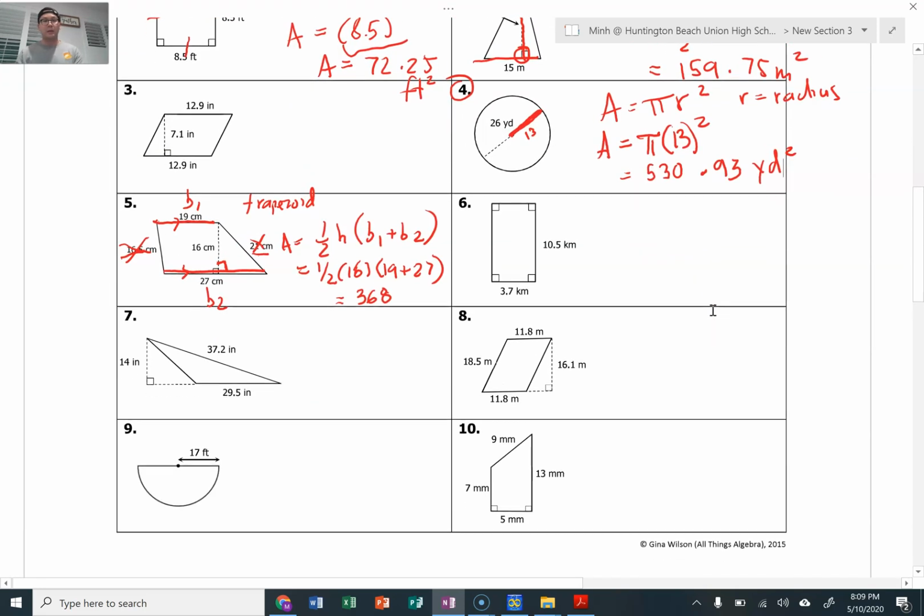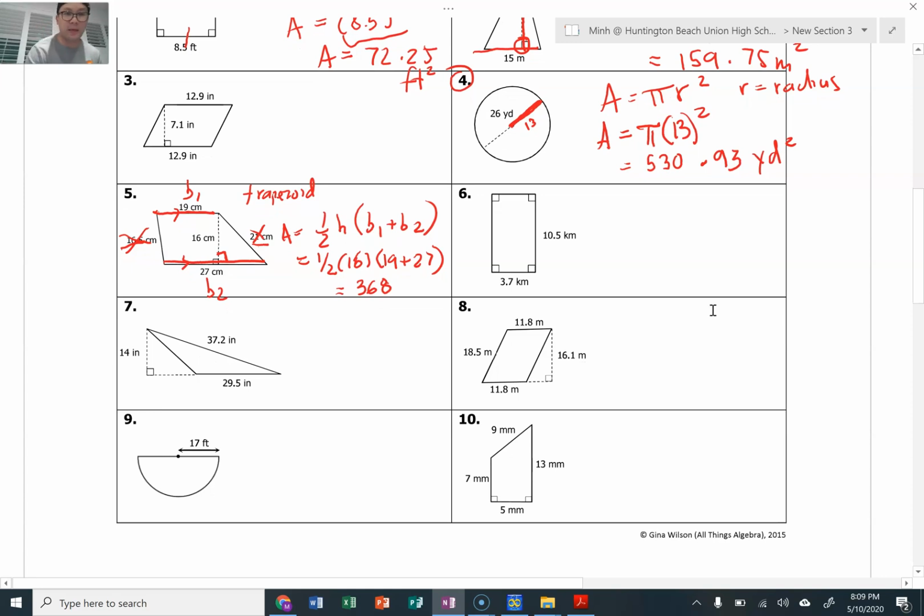All right, another tricky problem. Look at number 7. So 7 is a triangle, and we know that the area is equal to 1/2 base times the height. Remember, these two are the ones that form the right angle. The only thing that forms the right angle is this and this. So therefore, this is going to be my height, and that's my base. So that's going to be 1/2 my height of 14 times 29.5. So 0.5 times 14 times 29.5. That should net me 206.5 square inches.